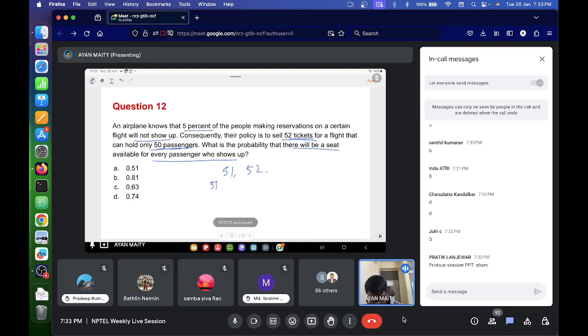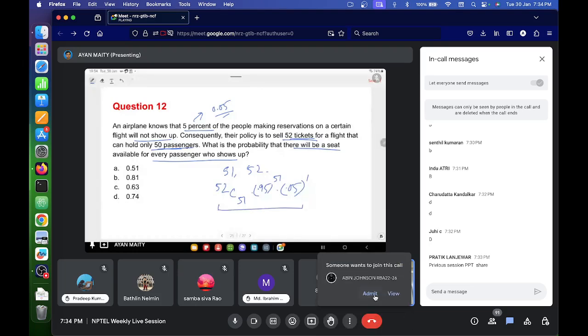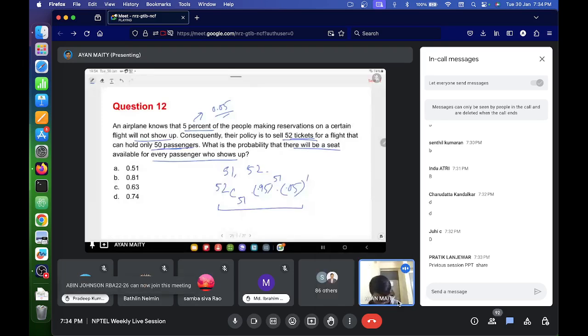So what is the probability that 51 passengers show up? 52 tickets have been bought and 51 passengers are showing up. So 52 C 51, and the 5% is 0.05. This is the probability of absence. So the probability of presence is 0.95. So 0.95 to the power 51, as 51 passengers are present, and 0.05 to the power 1, as 1 passenger did not show up. So this is the probability that 51 passengers show up. In that case, at least one passenger will not get a seat.